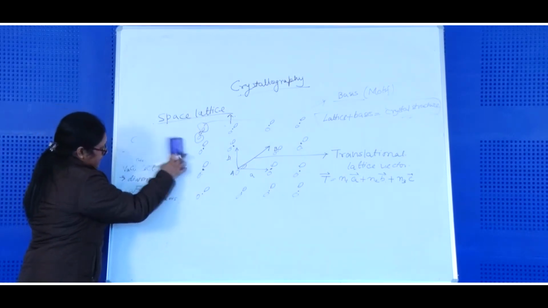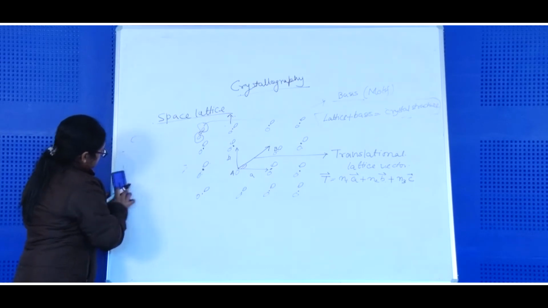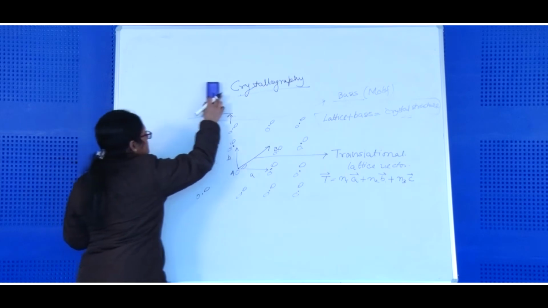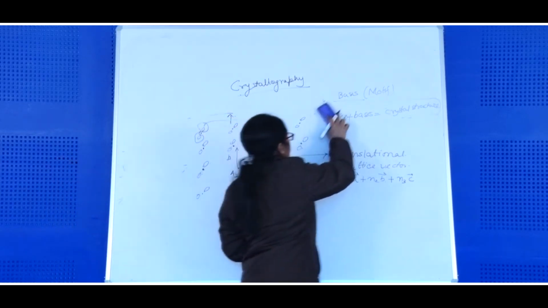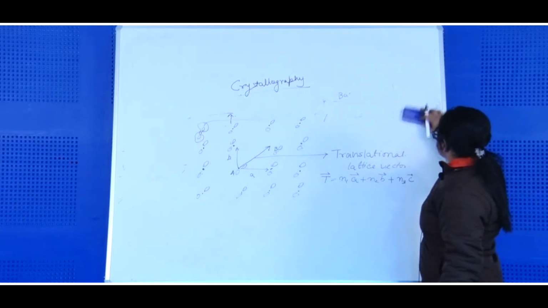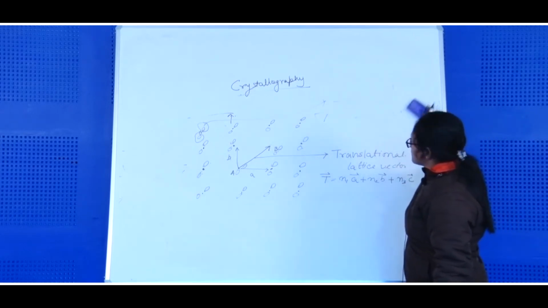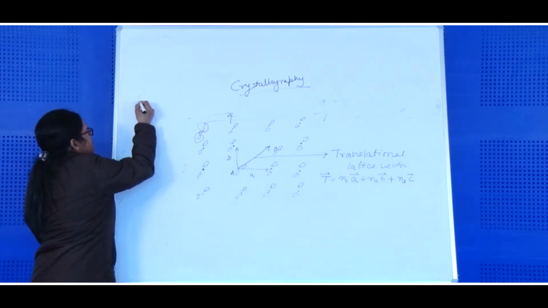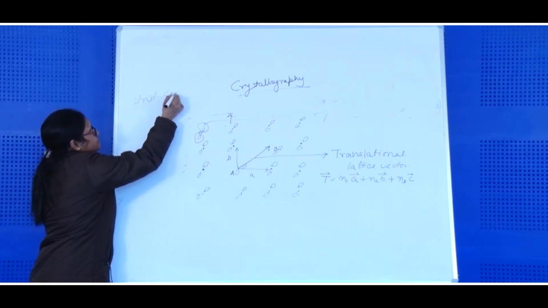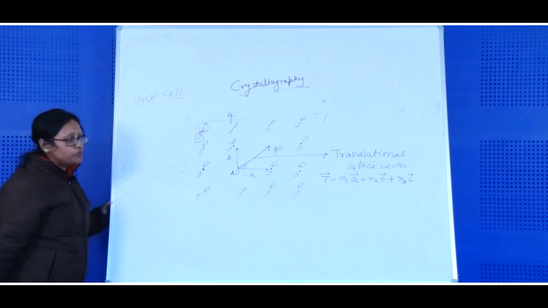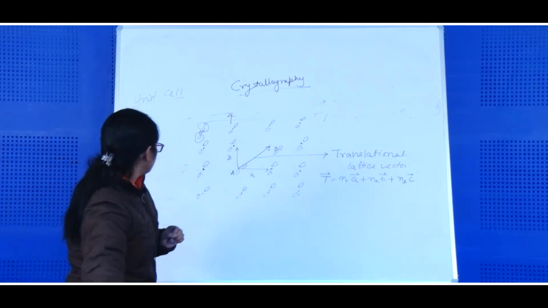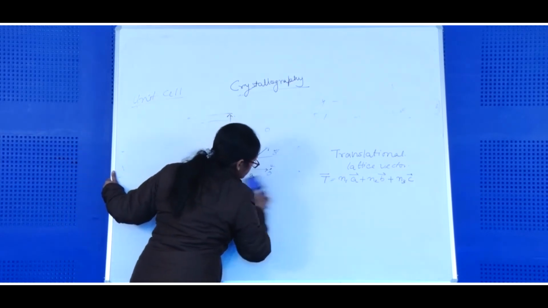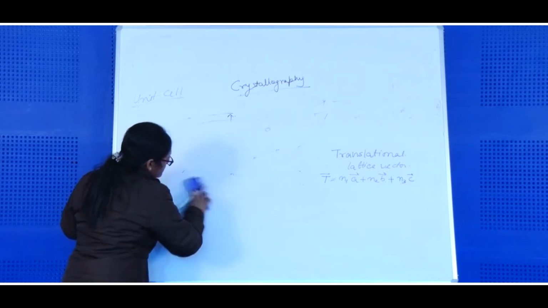Let us come to the next point. Let us now understand what a unit cell is. What is a unit cell? Let me draw this picture again. The same picture, because it has now become clumsy, so I will redraw it.